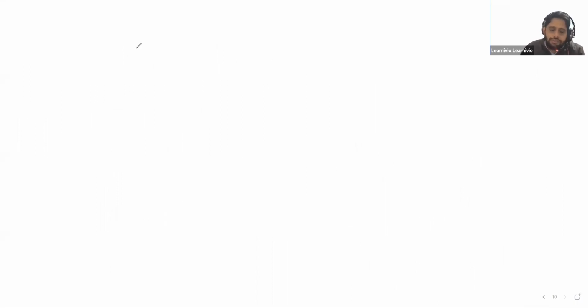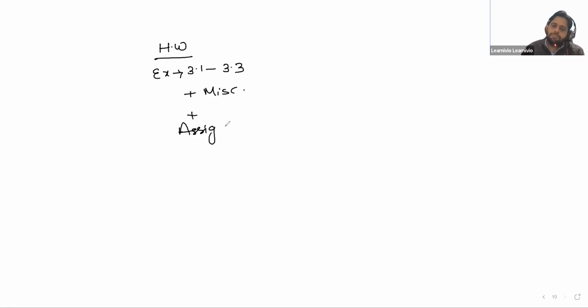Okay. So this chapter is almost complete. Your graph is remaining, and there is one more formula. So hopefully in the next class we will complete this chapter, and then we can also start linear integration. Now the homework is exercise 3.1 to 3.3 plus miscellaneous, and plus Nikhil sir has shared assignments with you. So assignments 1 to 7. Let's first complete the NCERT. After that, start the assignments.